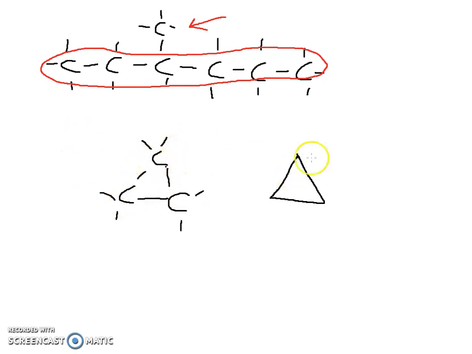So for example, remember each point represents a carbon. So this is carbon, carbon, carbon, carbon, carbon, carbon. So this means exactly the same as just simply drawing the shape of it. Okay, so like I said, this will get easier over time.